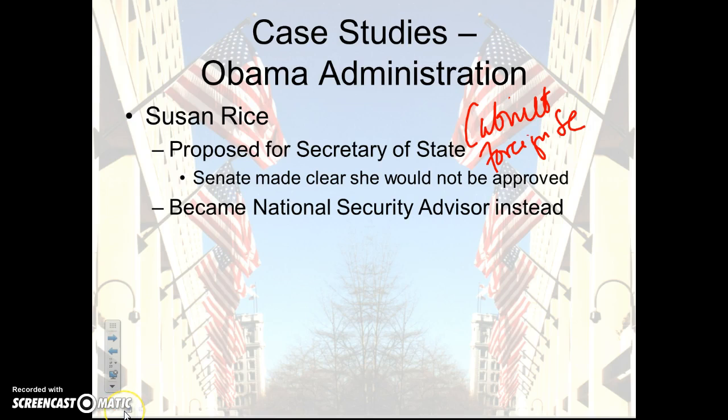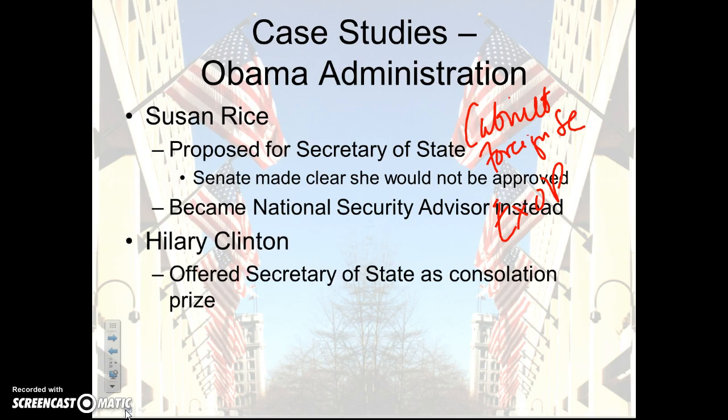Now, the National Security Advisor lives in ExOp and is probably the second most important position within that. So she became ExOp instead. Hillary Clinton was offered Secretary of State instead as a consolation prize for coming second in the primaries, and she took it because there was nothing else on the table at the time.